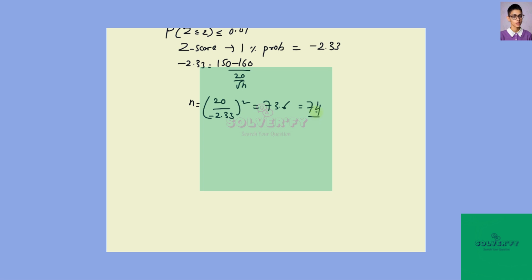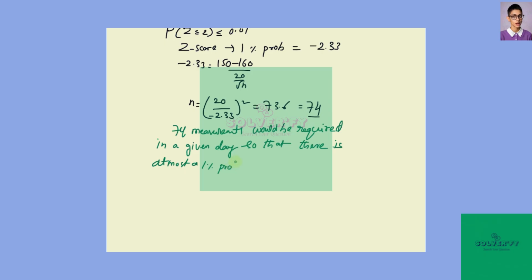So here, 74 measurements would be required in a given day, so that there is at most 1% probability of failing to detect that the patient has high blood pressure.